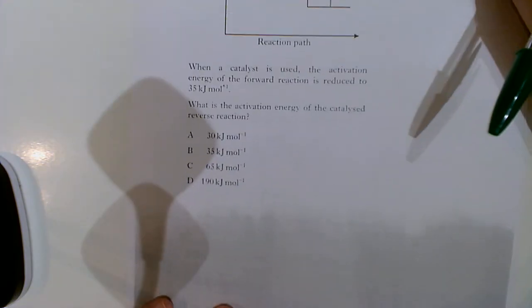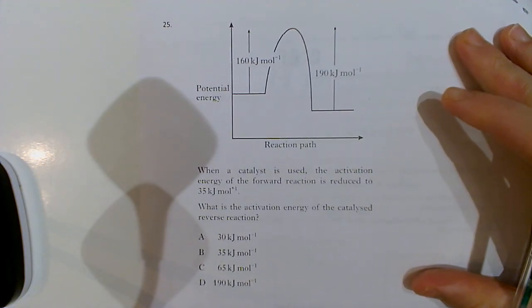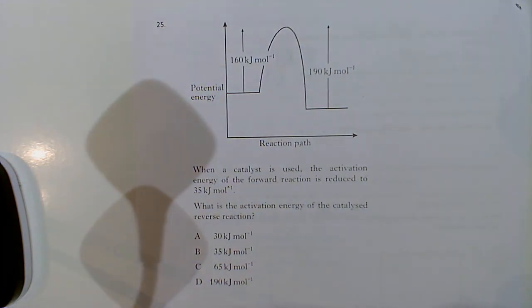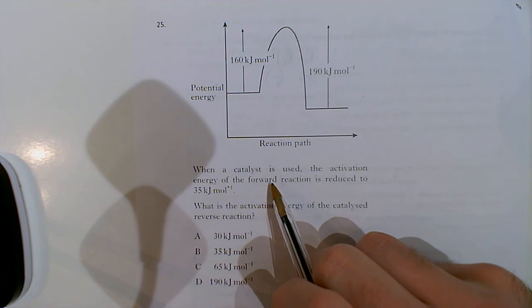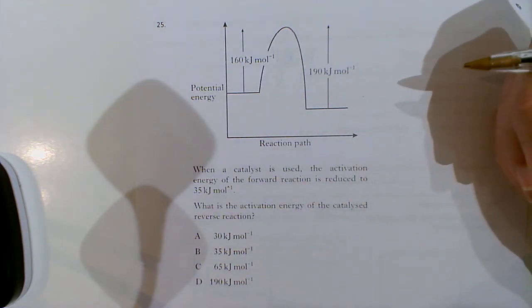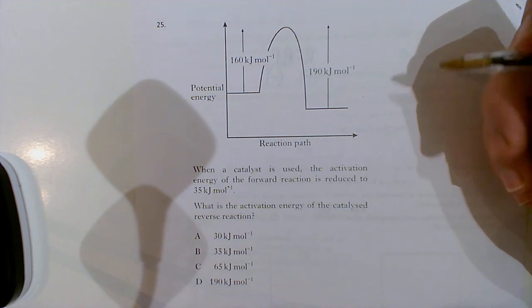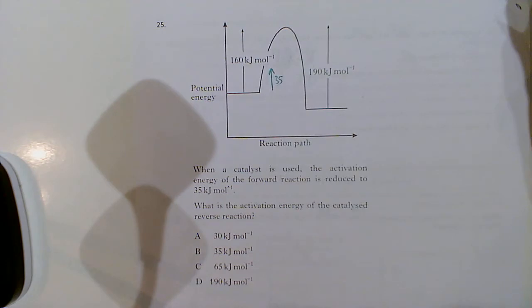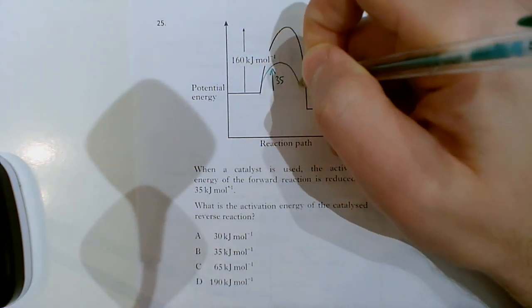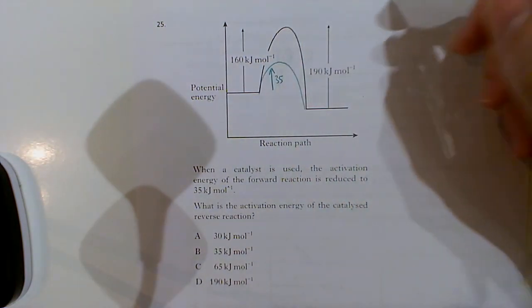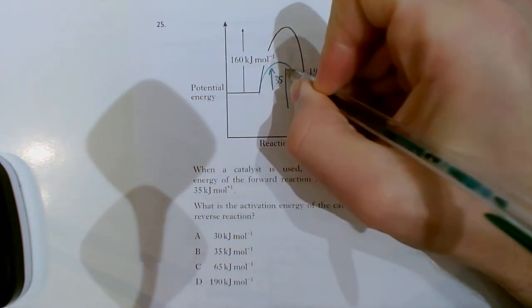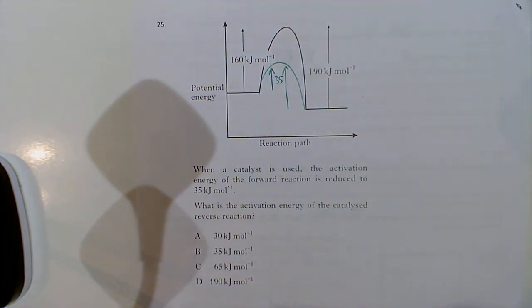Finally, we have question 25. Now, question 25 is a little bit of a problem-solving question. So, when a catalyst is used, the activation energy for the forward reaction is reduced to 35 kilojoules per mole. Right, so that's our activation, and that's now 35. Now we want to know the activation of the reverse reaction. So we want to know this energy here.